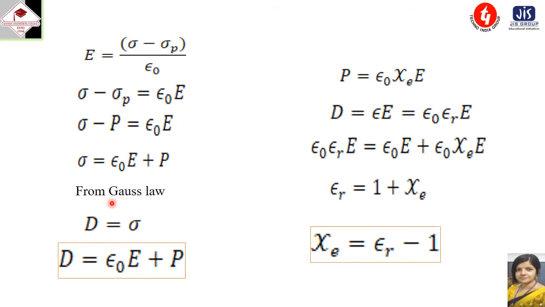So E equals Q by 4 pi epsilon 0 R square. We know this expression. If we write epsilon 0 E, that is equal to D, the surface charge density. Here sigma is the surface charge density. So Q by 4 pi R square we can write as sigma. So we can write sigma equals D, that is, epsilon E.